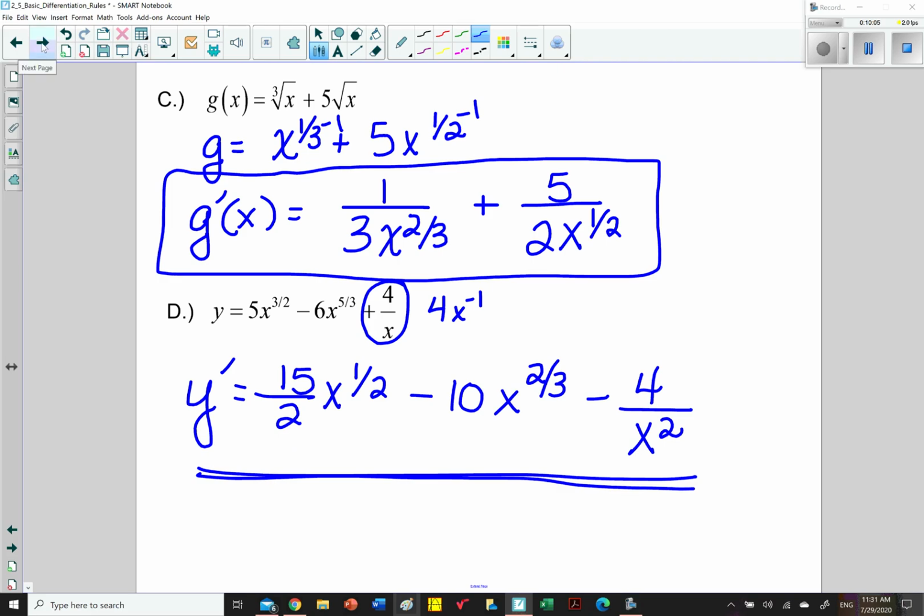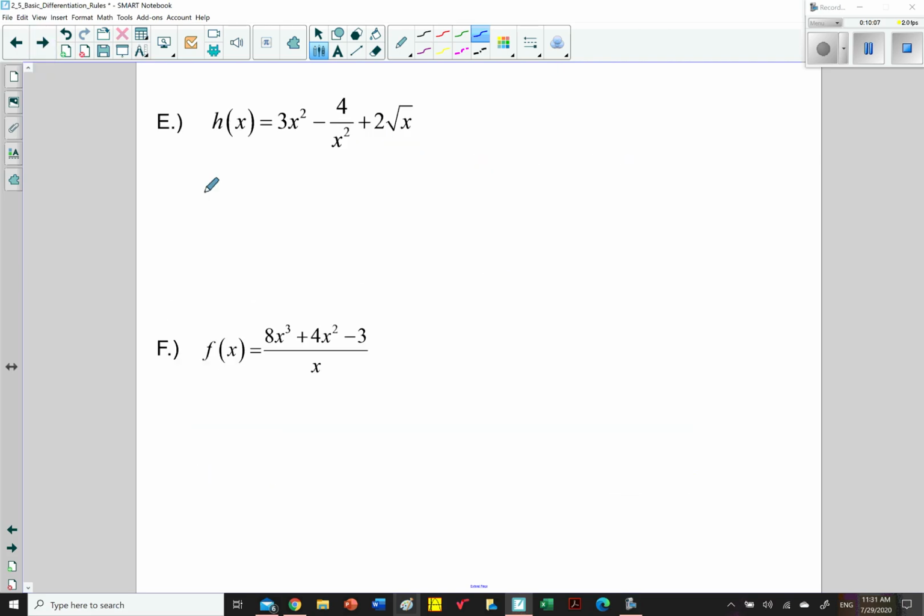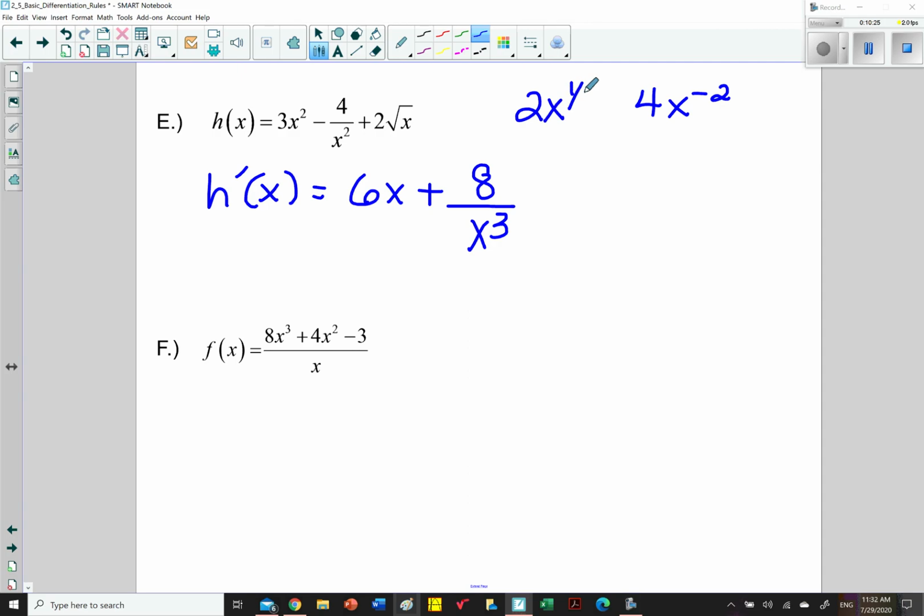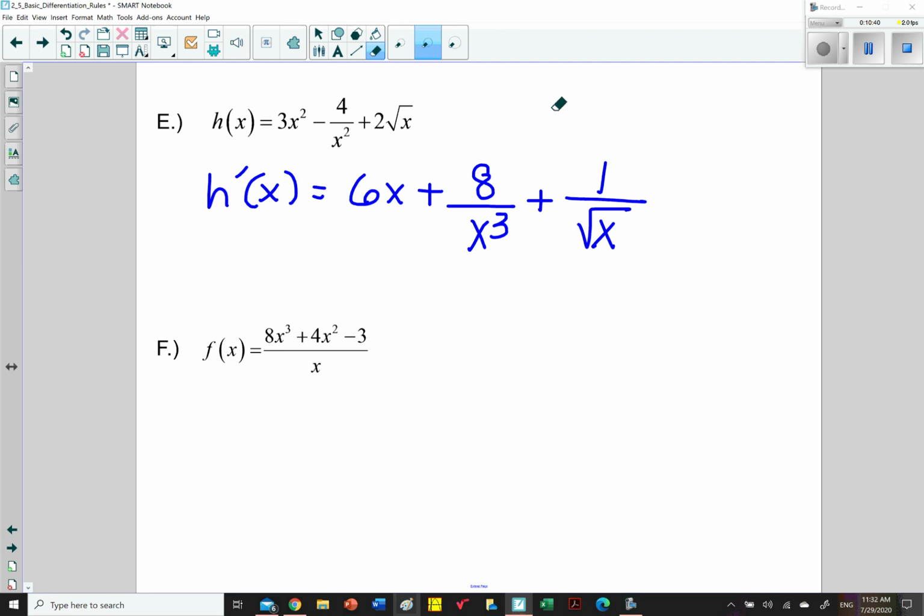Oh, two more. So h prime of x is 6x, and think about this as 4x to the negative 2, so that's going to turn this to positive 8x cubed on the bottom. And then think about this last term as 2x to the half, so that's going to become positive 1 over square root of x. We're taking 1 off of that power. That negative half power goes in the denominator as a positive half power.